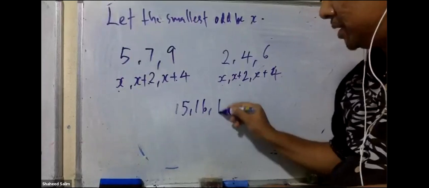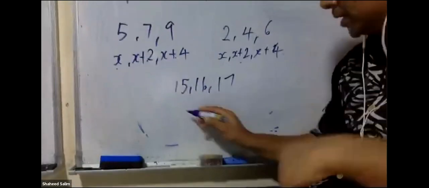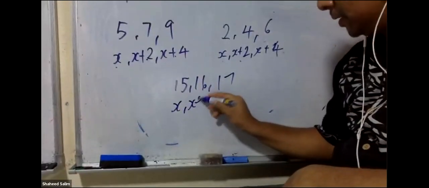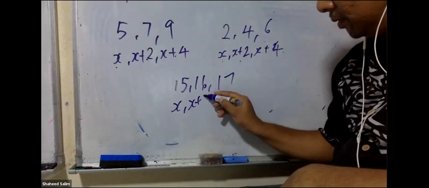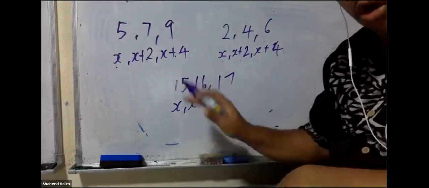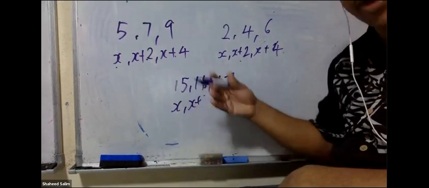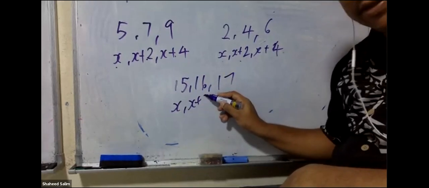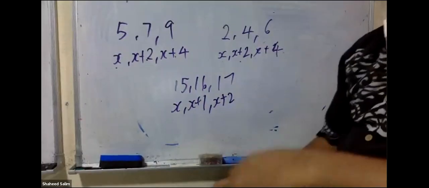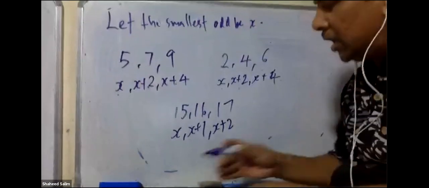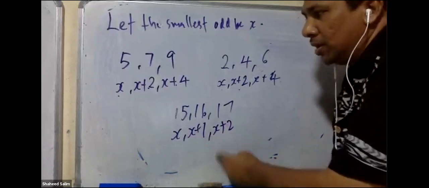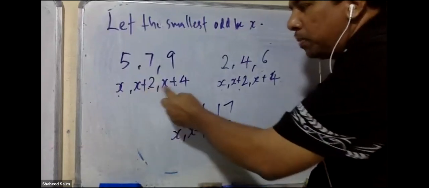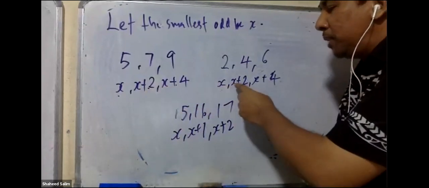15. Let's say the next number is 16, next number is 17. So if this is x, this one will be x plus 1. This is not odd or even, it's just consecutive numbers, one number after another. This one will be x plus 2. So if they tell you 3 consecutive numbers, it's plus 1, plus 2. Consecutive odd numbers, plus 2, plus 4. Or consecutive even numbers, plus 2, plus 4.